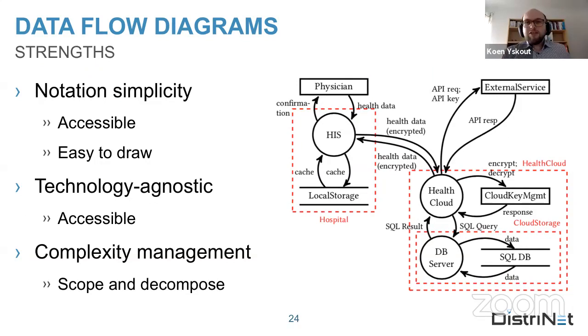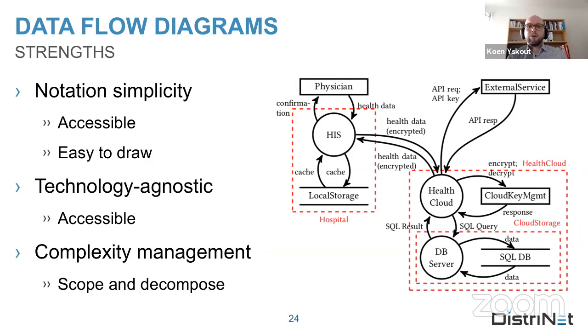Okay, so some of the strengths that we see in data flow diagrams, and they were already mentioned, I think. The biggest strength, I think, is that it's really a simple notation. So it's very accessible. You can draw it on a whiteboard. People that don't know very much about software engineering can still understand what's going on. So that's a strength why this is a good thing to have. It's technology agnostic, so you're not tied to any frameworks or middlewares or paradigms like object-oriented programming. It's just about the high-level view of your application.